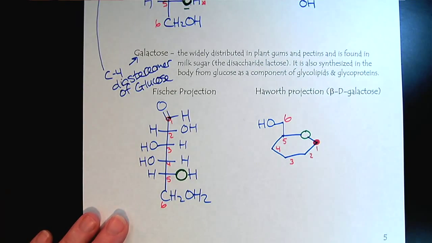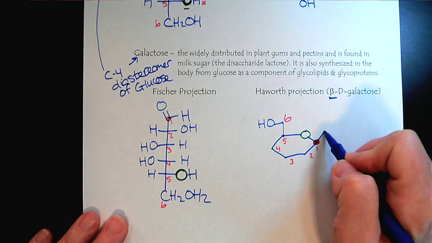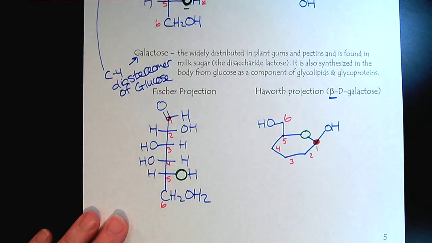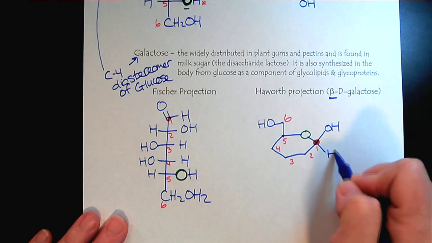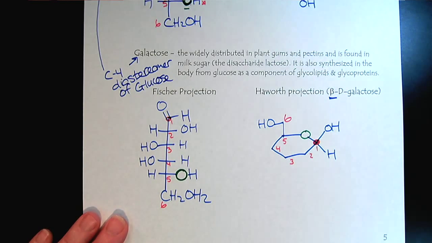This time, we were asked to draw beta, right? So butterflies fly in the sky. So we'll put our OH group up. Just to be clear, we'll show the hydrogen down.